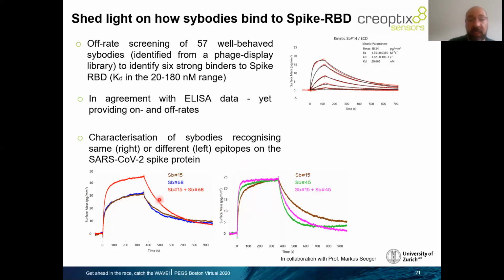And this is what is shown here, where we are able to characterize sybodies that recognize either the same epitope, which we can see here. So this is sybody 15 and sybody 45. When they are injected together, there is no more room for binding, which means they are competing with each other for the same epitope. So these two sybodies are recognizing the same epitope. However, here, these two sybodies have an additional signal when they are injected together, which means they are recognizing different epitopes.